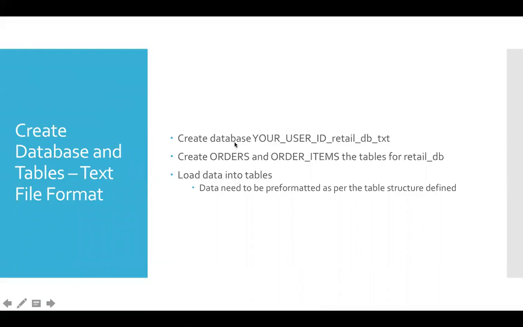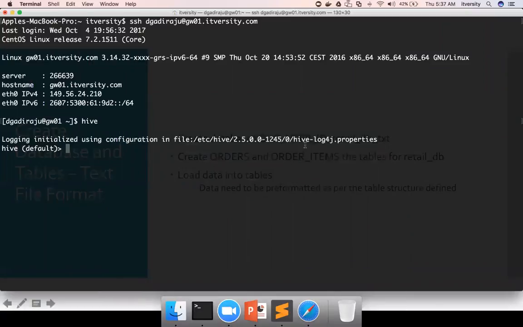So the problem statement says create a database with this convention: your user ID, retail_db_txt. The reason I am specifying that is because I am demonstrating on my lab, and it is a multi-tenant environment. To avoid stepping on others, we are creating a unique database by using our username underscore with the database name as suffix. Otherwise, in actual projects, we should not prefix our names to any of the databases or tables. It's a very bad practice.